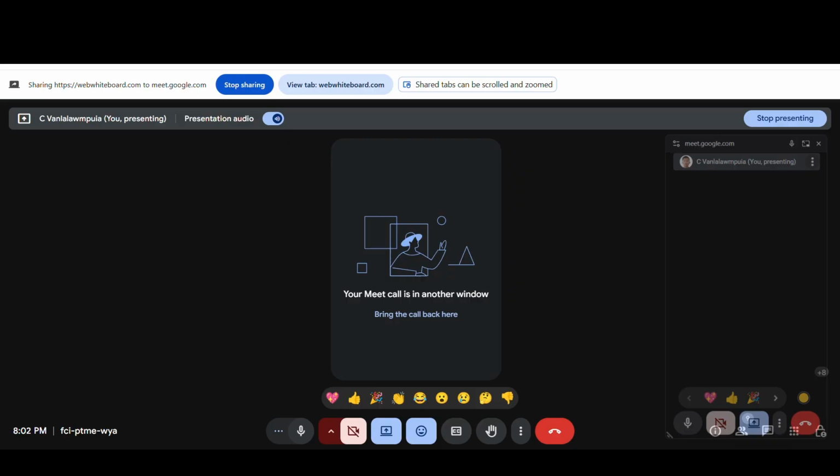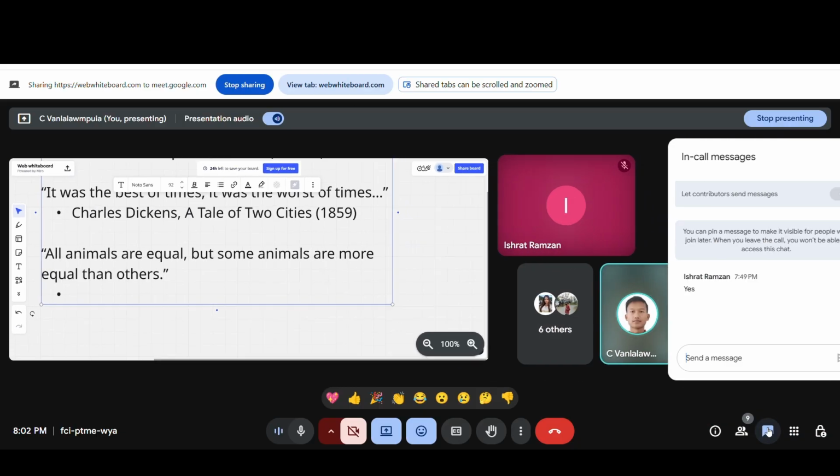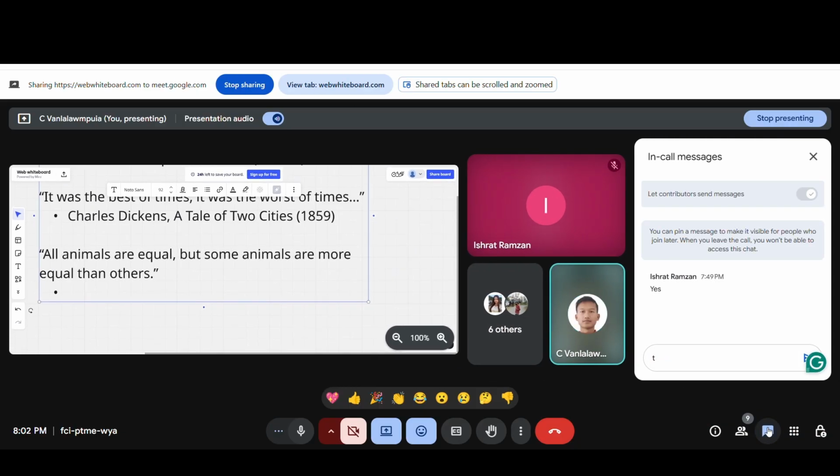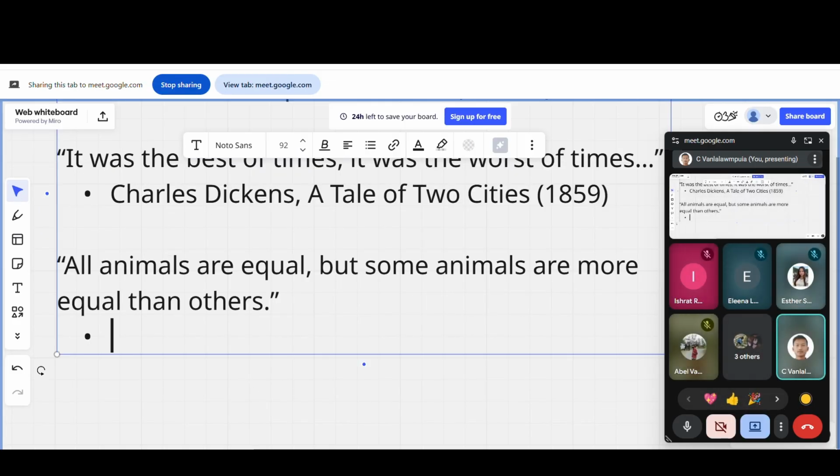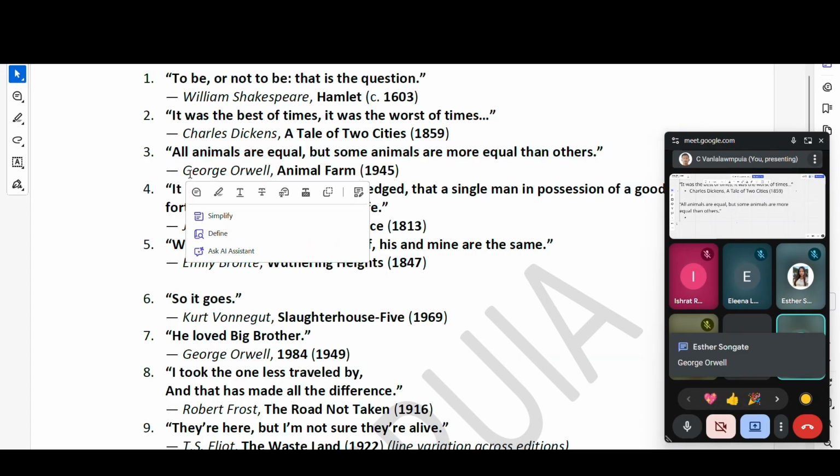Anyone knows this? Type in the chat. Okay, that's right, Abel, that's right. This is Animal Farm. Who wrote it? All this stuff is so important. George Orwell, Animal Farm.